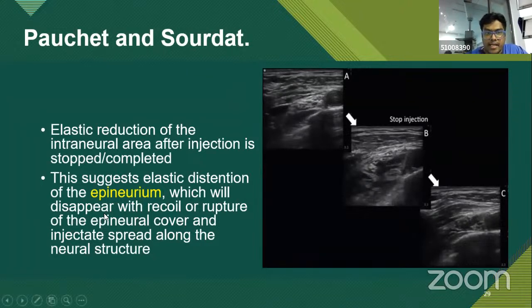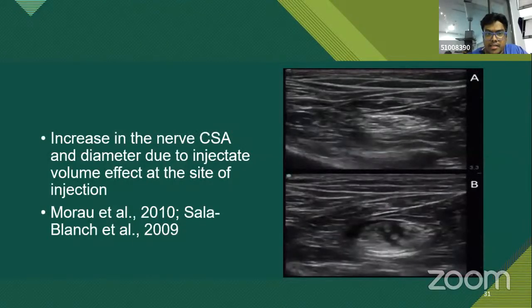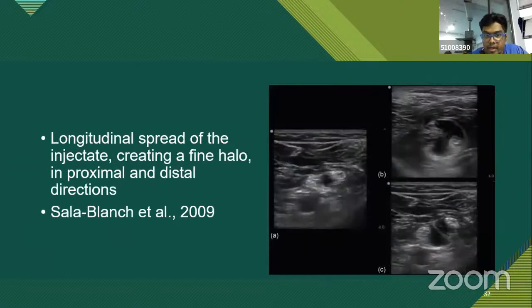The other thing is the elastic reduction of the intraneural area after the injection is stopped. So once you stop, the cross-sectional area decreases, which suggests that the epineurium has an elastic distension property, and which will disappear with recoil or rupture of the epineurial cover when the injectate is stopped. The static signs are just the increase in the cross-sectional area of the nerve and the diameter, and there is a longitudinal spread of the injectate, which can create a fine halo in the proximal and distal direction. So if you move your probe from proximal to distal, you can see a halo around the nerve from the proximal to the distal side. I think this is the sciatic nerve that they have shown.